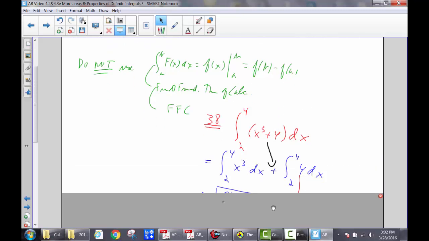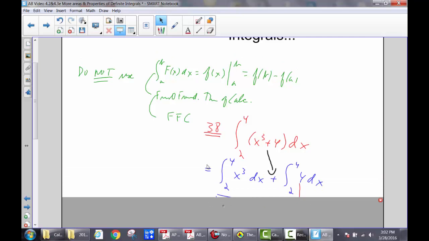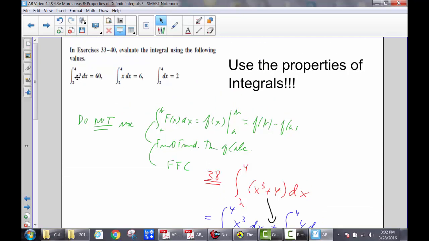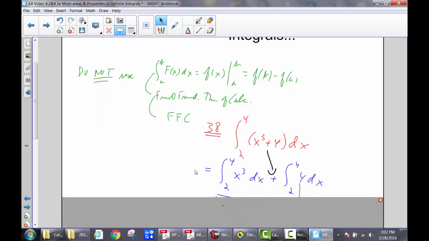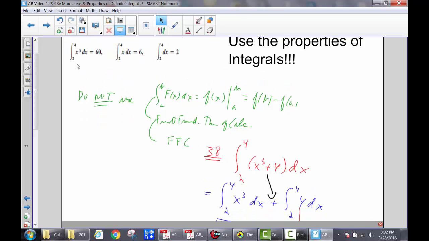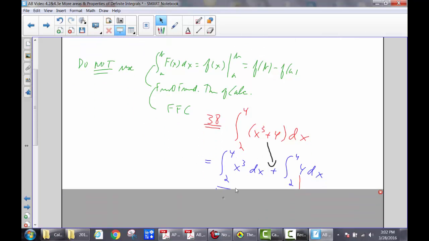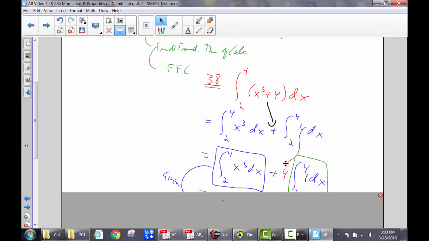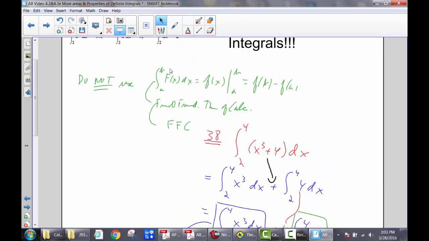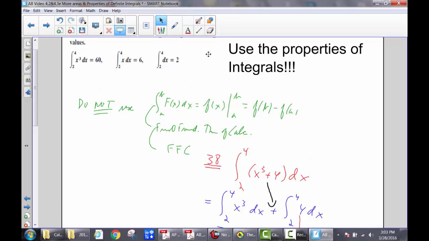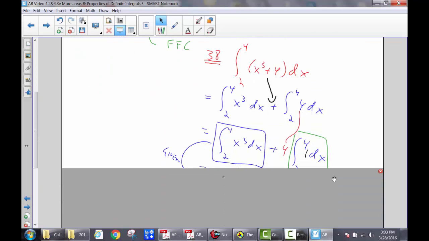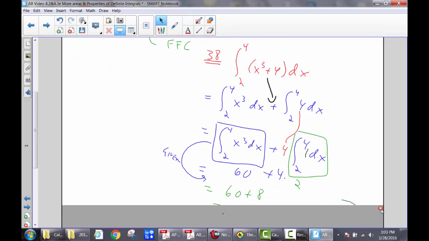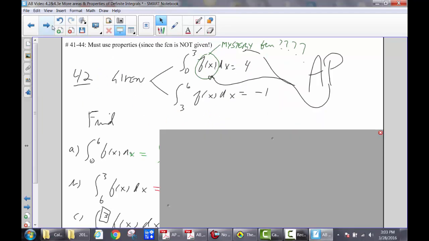So here's number 38. So when you look at 2 to 4, notice they give you x cubed. So we're going to break that up into integral from 2 to 4 of x cubed plus integral 2 to 4 of 4. And then what you can do is simply come up here and go, oh, look, the integral from 2 to 4 of x cubed dx was given to me to be 60. And I can pull the 4 on the outside of this, leaving me with the 1. And of course, that's what they gave you right here. Integral from 2 to 4 of 1 dx is equal to 2. So you have 60 plus 4 times 2 is 68.